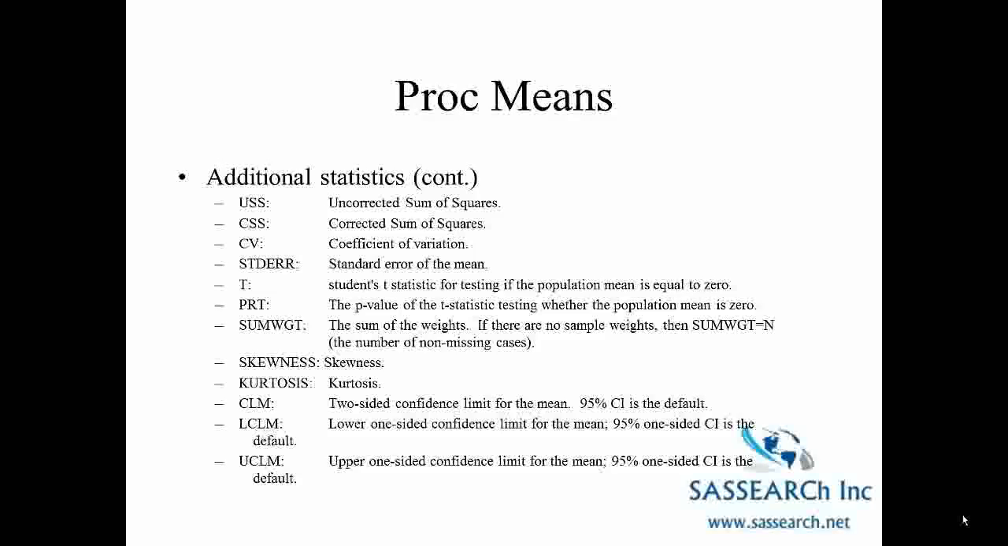CLM is a very important statistic from PROC means. This gives you the two-sided confidence limit for the mean. A 95% confidence interval is the default. And you can also request lower and upper one-sided confidence limits. I don't tend to use that as often as the option CLM.